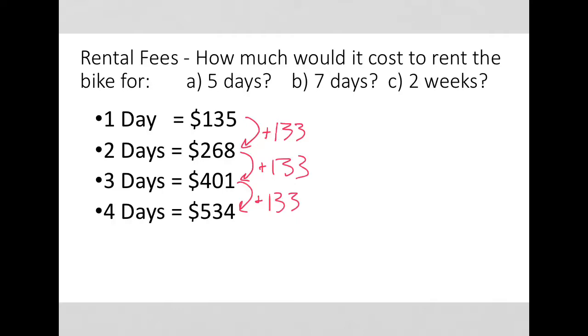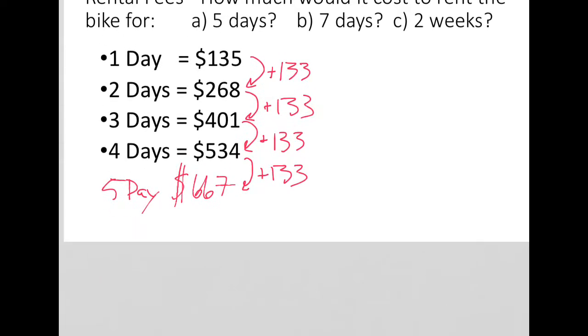So the indication here is with each additional day, I will be adding an additional $133. And so if I add an additional $133 to the fourth day's $534, I will get $667 for the fifth day. Now, what about 7 days? If I want to know how much it costs for 7 days, maybe I could figure out how much it costs for 6 days by adding an additional $133 to that last number, which would get me $800.